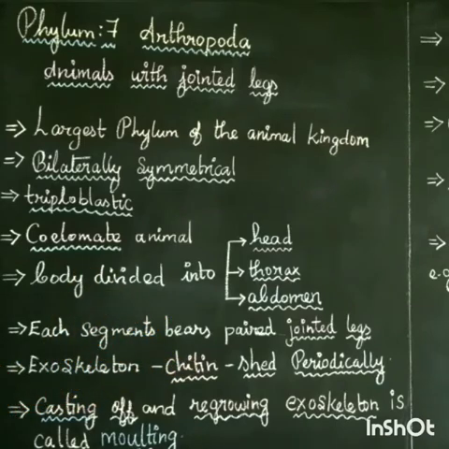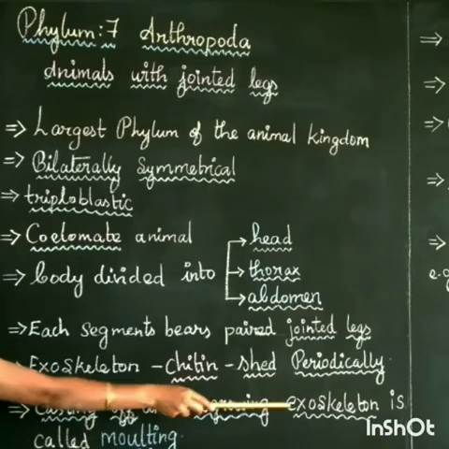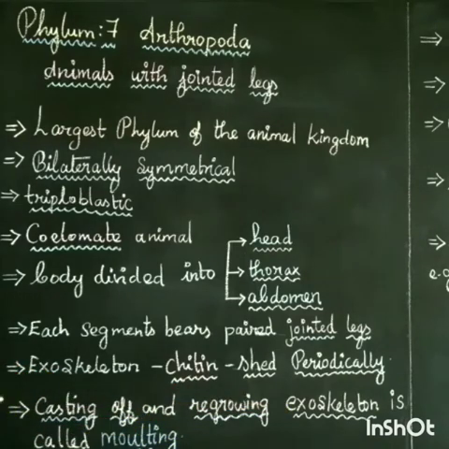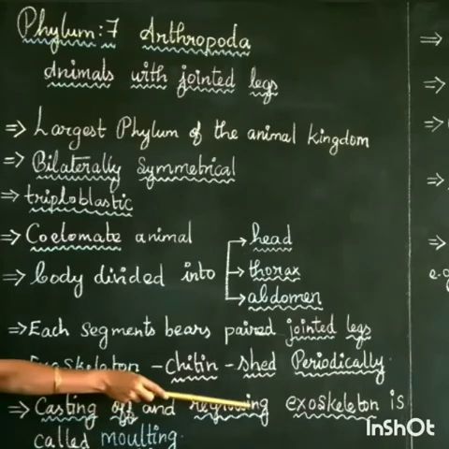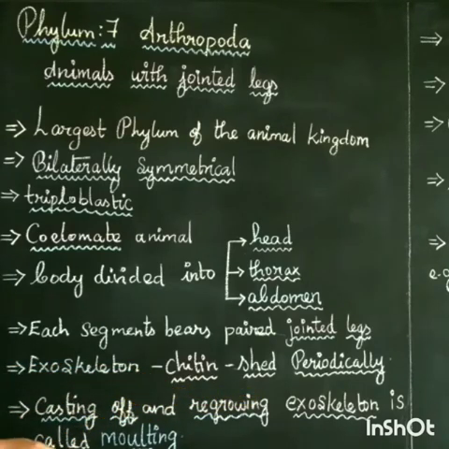It will shed periodically. What is meant by shedding? Shedding means it will be removed from the body periodically. So the process of casting off and regrowing the exoskeleton is called molting. What is meant by molting? The chitin layer is shed, that is removing of this chitin and regrowing of chitin is called molting.